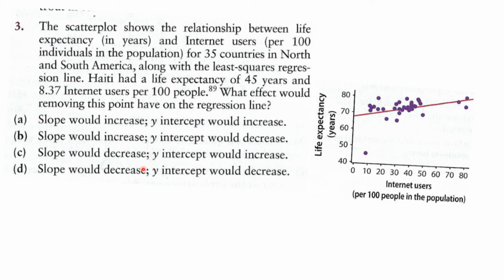So we know that it's going to be either C or D. And then what's going to happen when the slope decreases? The y-intercept is going to increase. So it's going to look more like this. So the y-intercept will increase and the slope is going to decrease. So that's going to be answer choice C.